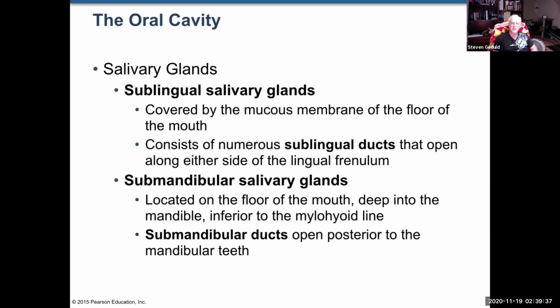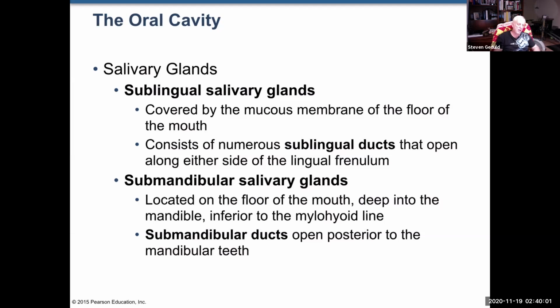And you got the submandibular gland, which is located on the floor of the mouth under the mandible. It's deep in the mandible and it's inferior to the mylohyoid line of the mandible. That's that line that runs around the body of the mandible. The submandibular ducts open posterior to the mandibular teeth.